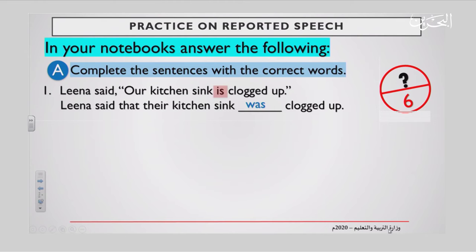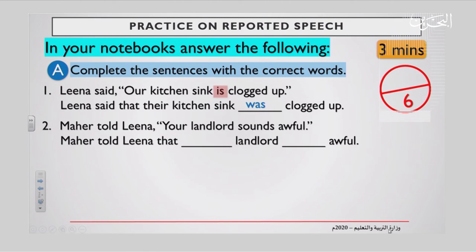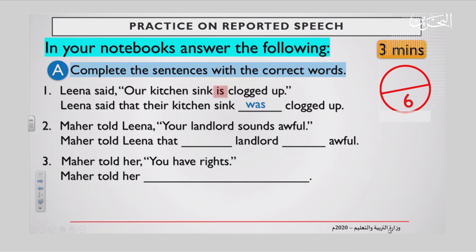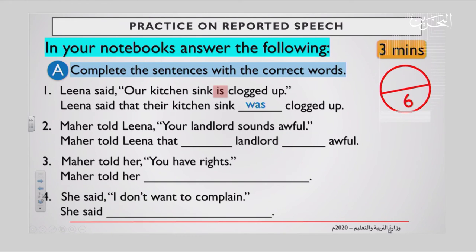All right. Now, you have 3 minutes to do the following. Number two, Maher told Lena, "your landlord sounds awful." Maher told Lena that, gap, landlord, gap, awful. Three, Maher told her, "you have rights." You have to make it into indirect speech. Four, she said, "I don't want to complain." You have to change that into indirect speech. And you have 3 minutes.